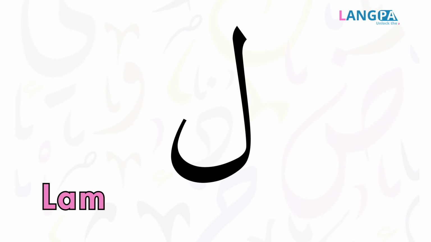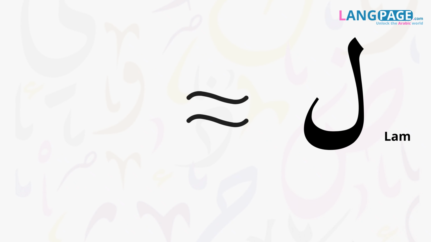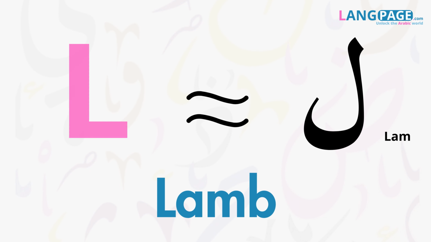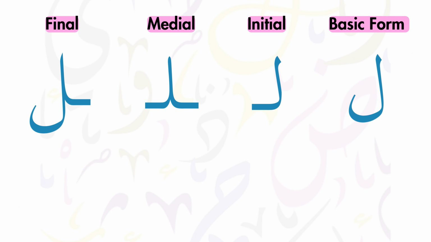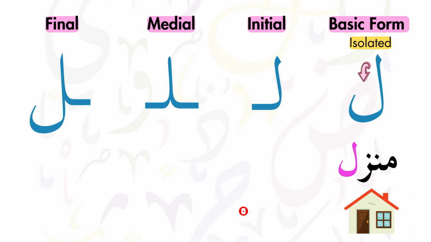The next letter is Lam. The letter Lam equals L in English, as in the word lamb. The letter Lam has four forms. First, the basic form, the isolated one, which comes at the end of the word, as in the word manzil, which means house.